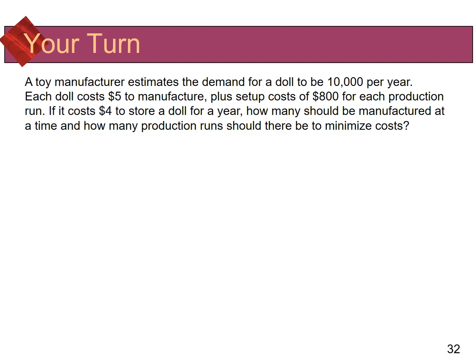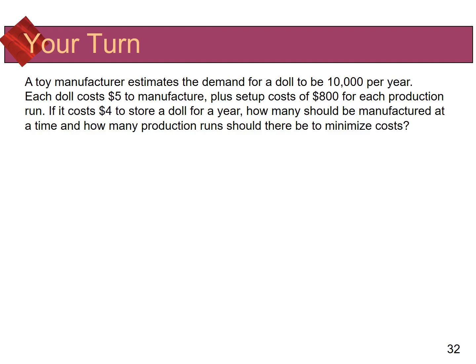So here, a toy manufacturer estimates the demand for a doll to be 10,000 dolls per year. Each doll costs $5 to manufacture, plus setup costs of $800 for each production run. Now again, setup costs could be things like having the electricity in the plant, the workers, various other things, so creating molds, whatever it might be. There's just fixed costs that go along with it. Each doll costs $4 to store for a year. How many should be manufactured at a time, and how many production runs should there be to minimize costs?